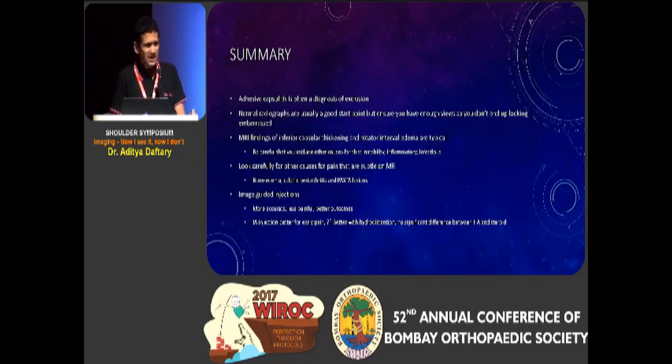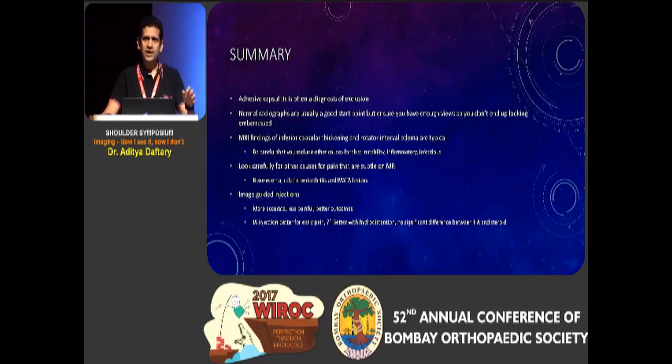So if we were to summarize the imaging findings for this, what we'll find is adhesive capsulitis is often clinically a diagnosis of exclusion. Normal radiographs are a good start point, but make sure you have taken appropriate views to exclude radiographic abnormalities and don't get embarrassed otherwise. Inferior capsular thickening and rotator interval edema are classic findings that we see with adhesive capsulitis, but I think it's important to remember that there are other conditions that can produce this, and therefore one should look out carefully for those other conditions, like instabilities especially, and early inflammatory arthropathies.